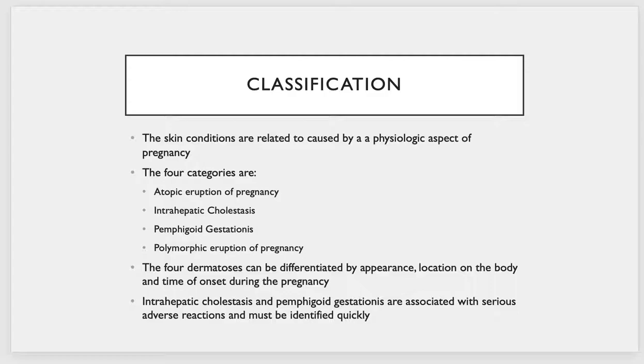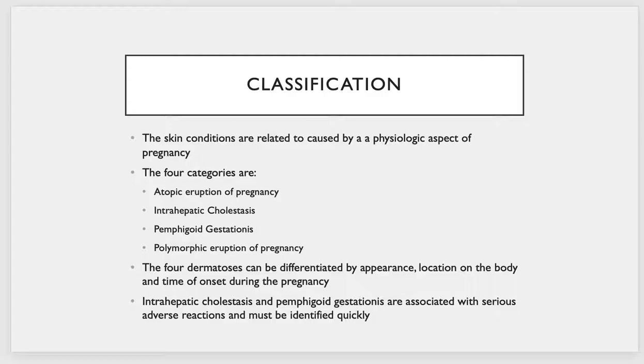And a lot of this comes right out of your Varney textbook. There's a great table in your book that I really would encourage you to look at. It's in chapter 22. I think it organizes it well, and it's a great thing to study for boards. So the skin conditions are all related and caused by a physiologic aspect of pregnancy, really most likely hormones. And the 4 categories are atopic eruption of pregnancy, hepatic cholestasis, pemphigoid gestationis, and polymorphic eruption of pregnancy.